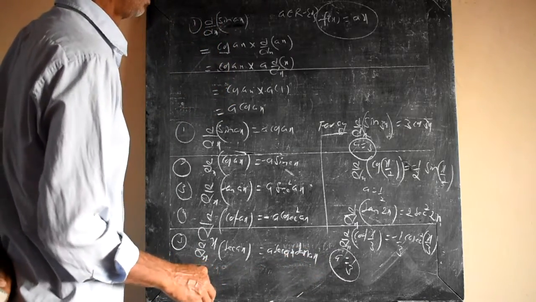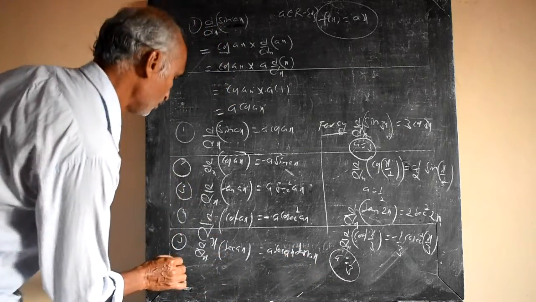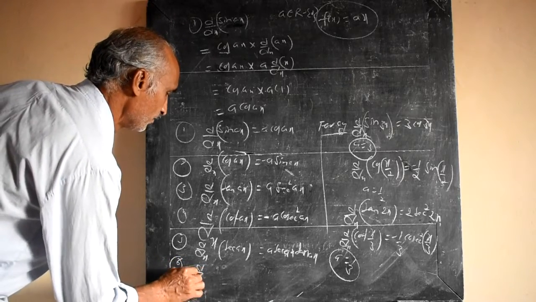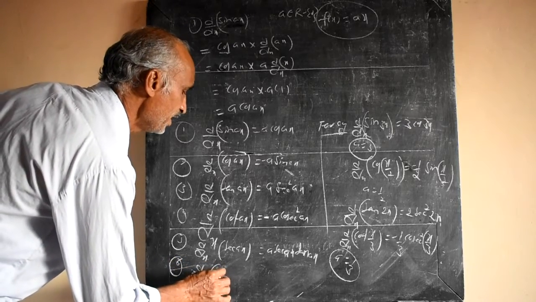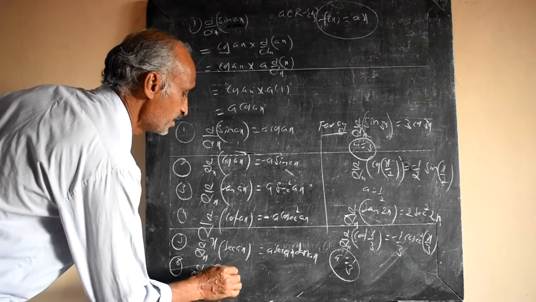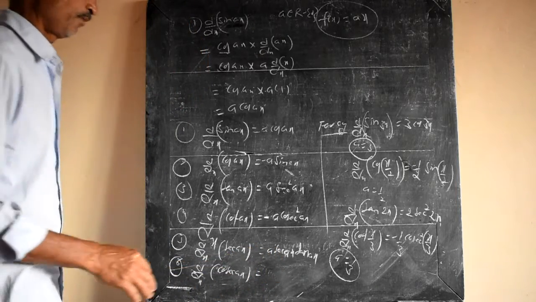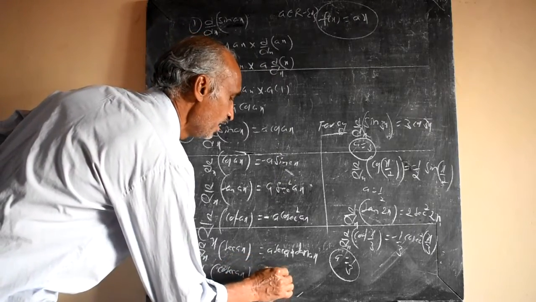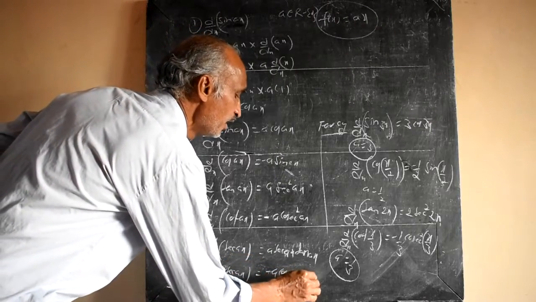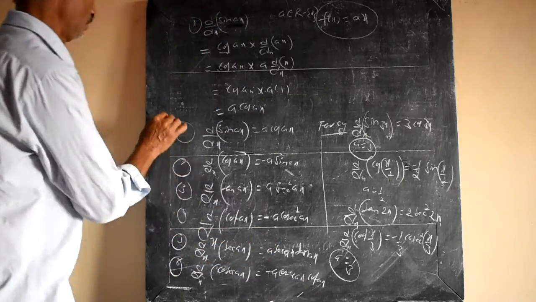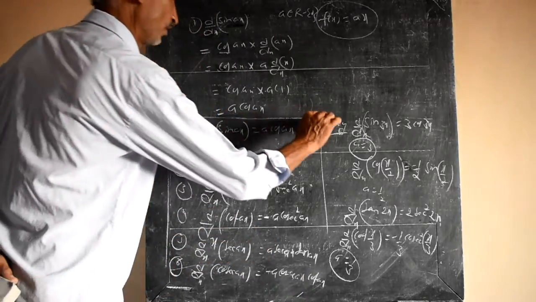For example, the last one, d by dx of cosec ax. The cosec differentiation is minus cosec into cot. The cosec ax differentiation is minus a cosec ax into cot ax. These formulas are to be remembered as a shortcut.